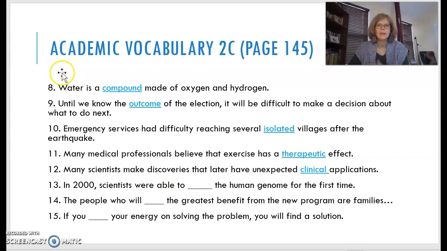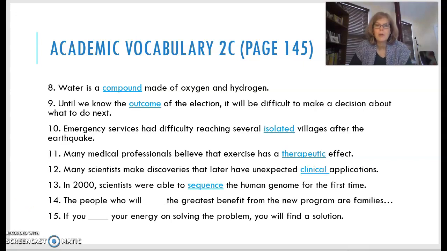Number 13, in 2000, scientists were able to, I see that I need a verb here. They were able to do something to the human genome for the first time. And this is where I wanted to use sequence. So as we talked about, sequence could have been used in number 1 to talk about DNA, but I know that in 2000, scientists were able to sequence the DNA of a human genome. And that was a big deal. I use the word sequence here in order to help me finish that sentence.